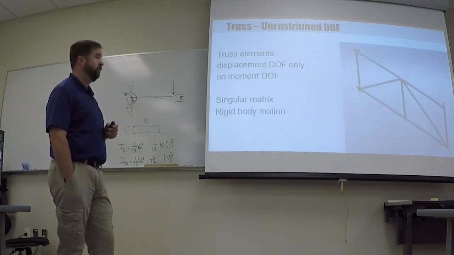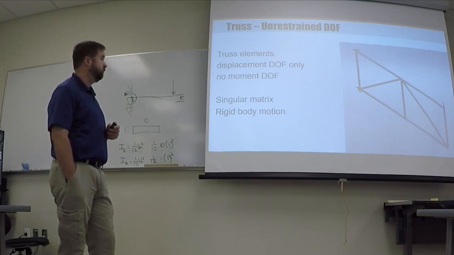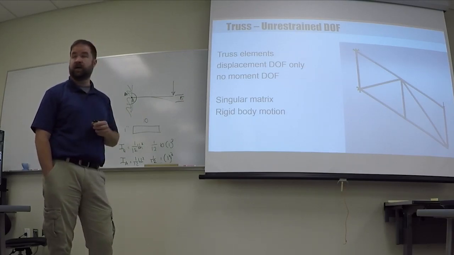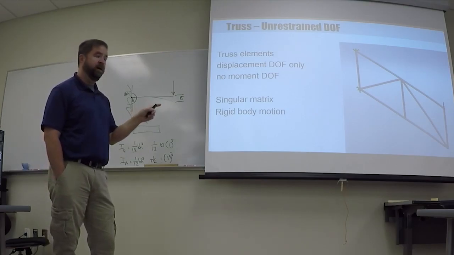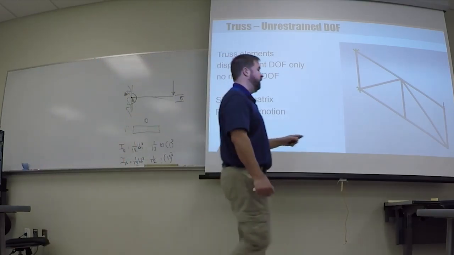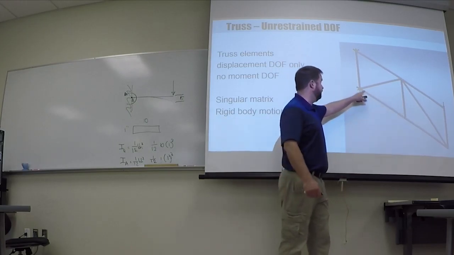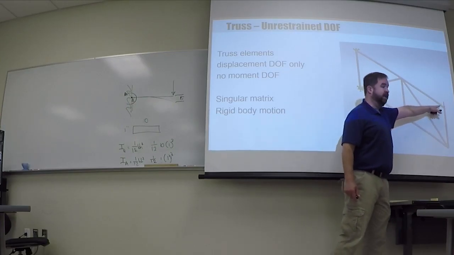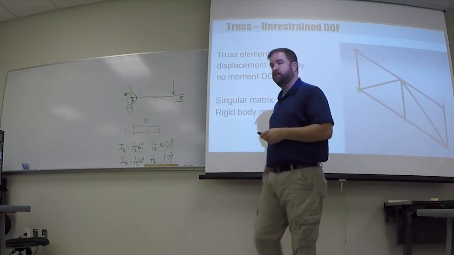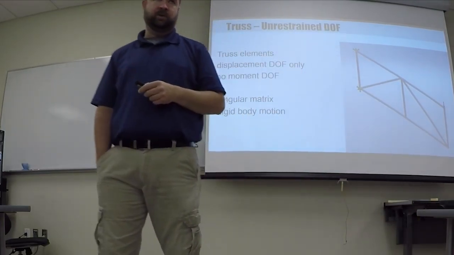The other part of the assignment is we're going to do a truss in Solidworks. I have some slides up here. If you model your truss in Solidworks and you put fixed constraints down here and you put a load down here, you're going to get rigid body motion.